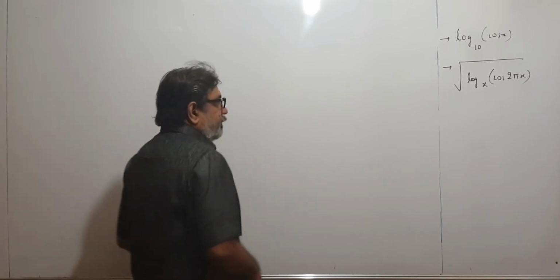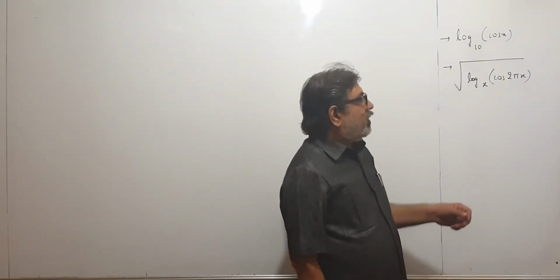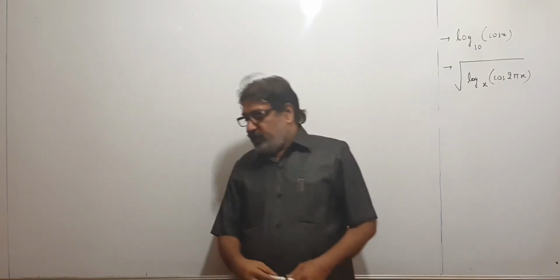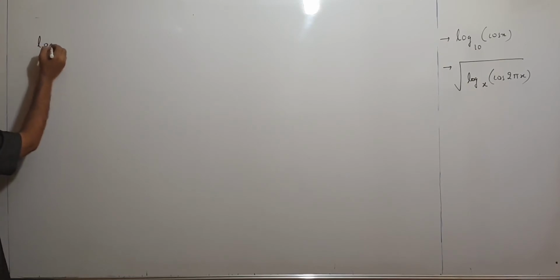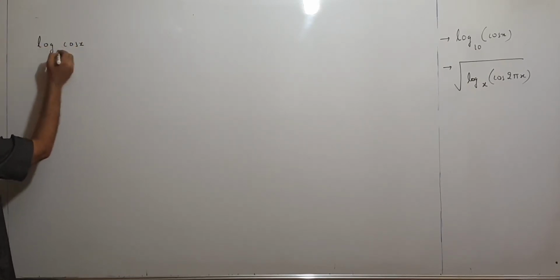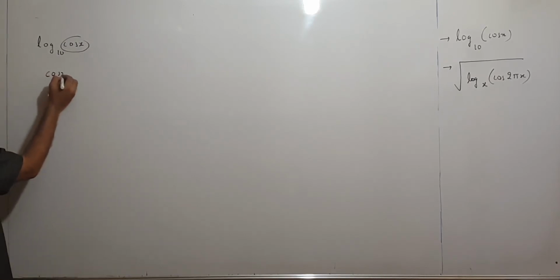Children, two more we are having. Now trigonometry is also getting entangled with log: log of cos x to the base 10. So I have got with me log of cos x to the base 10. Children, if this is positive, then I have no issues because log will be defined. That means cos x should be greater than 0.